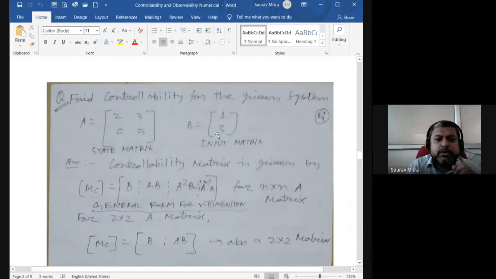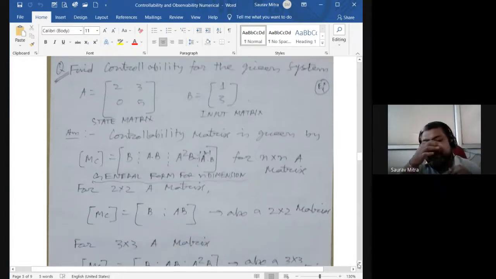I have given you a 2 by 2 matrix. It's a system x dot(t) is equal to Ax(t) plus Bu(t). The A matrix is [2 3; 0 5], the B matrix is [1; 3]. The question is to find the controllability and observability. So what is the controllability matrix? MC = [B AB A squared B ... A raised to n minus 1 B]. Here n is equal to 2 because it's a 2 by 2 matrix.